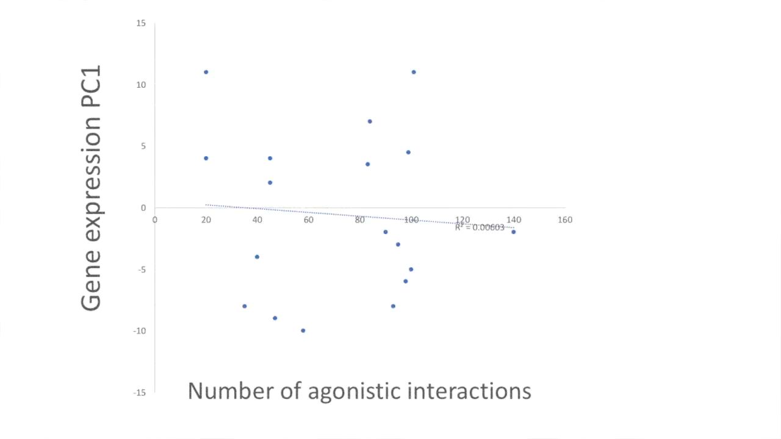Figure 3 shows that there was no correlation between the number of agonistic interactions and gene expression, PC1. Because these results varied with the results of previous experiments, we realized that next time we may need to extend the time of interaction. Also, the interactions may not have been aggressive enough to cause a stress response.